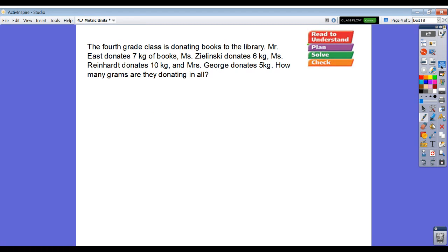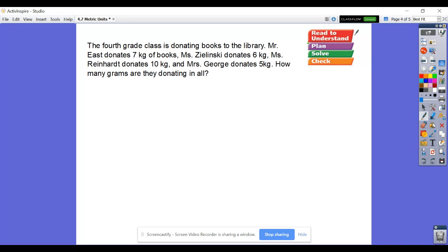Finally, let's do a number story with this. Steps, read them with me on the count of 3. 1, 2, 3. Read to understand, plan, solve, check. Let's read our problem here. The 4th grade class is donating books to the library. Mr. East donates 7 kilograms of books. Miss Stolinsky donates 6 kilograms. Miss Reinhardt donates 10 kilograms. And Miss George donates 5 kilograms. How many grams are they donating in all?